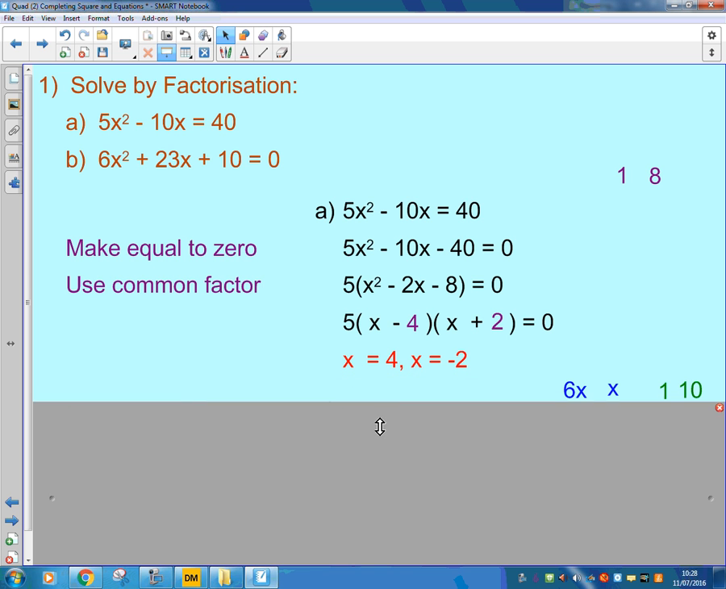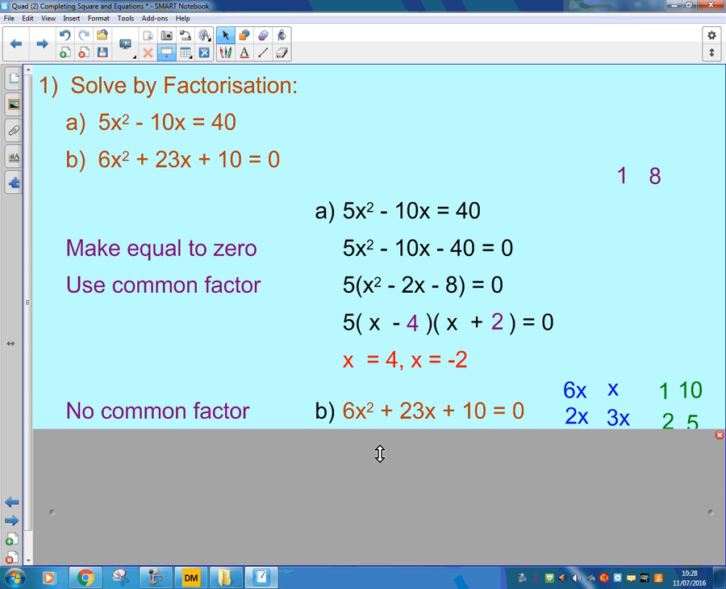Right. What if there is no common factor? 6x squared plus 23x plus 10 equals 0. That's now getting really hard. Now, often when people see factorizations, you prefer to use things like the formula rather than factorization, but it is worth practicing factorization. So anything that factorizes, you want to be able to factorize it if you can, because often it's a lot easier than it seems if you just work through it systematically.